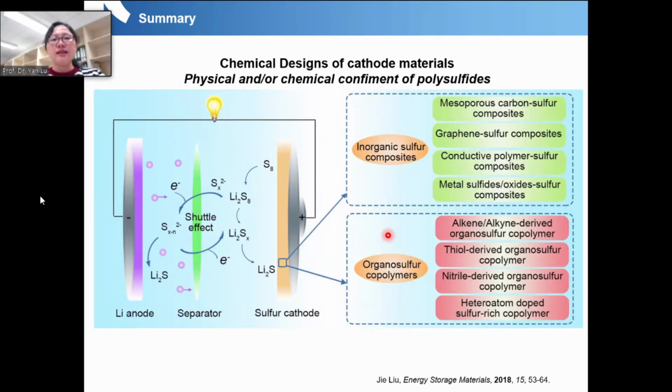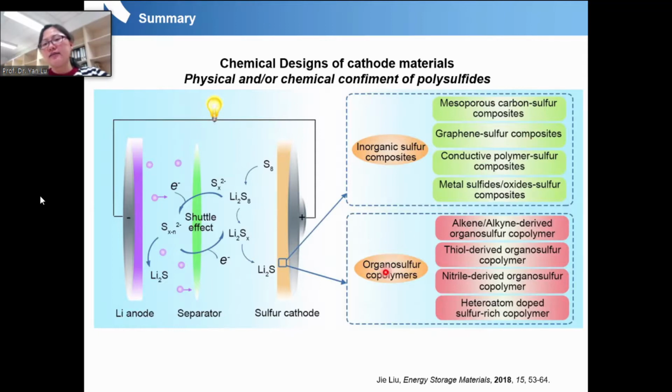And for the concept of this chemical confinement, of course, you can always consider the inorganic compounds that you can use here for the cathode. So you can use metal sulfide or metal oxide, or you can use a conductive polymer, or you can use nitrogen-doped carbon. It depends on what kind of inorganic metal you can use.